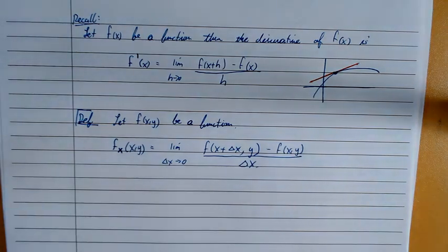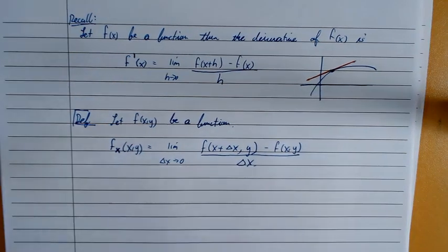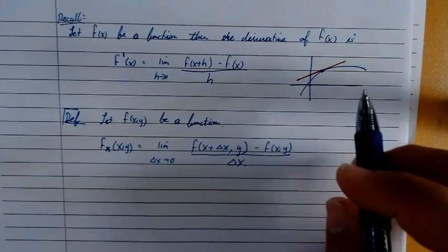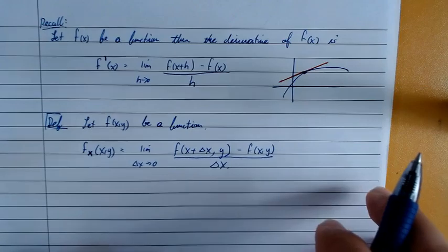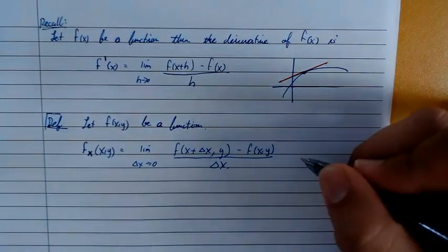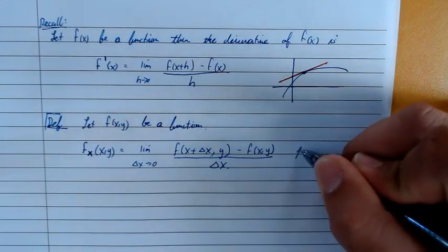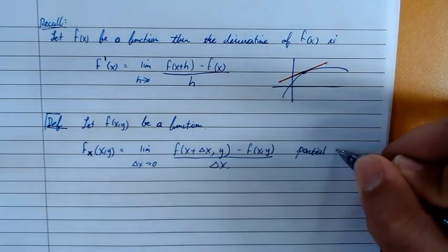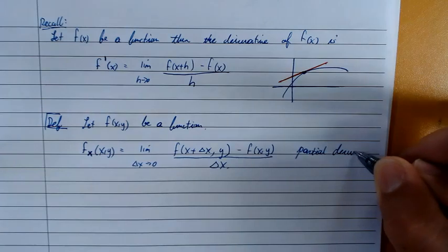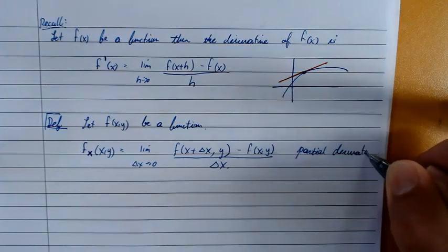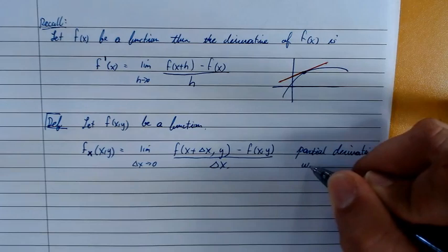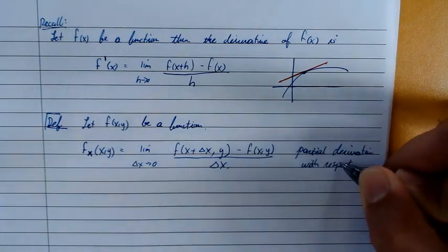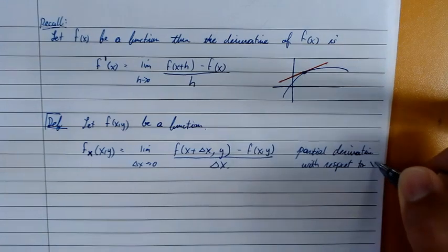This is called the partial derivative with respect to x, sometimes also called the partial derivative in the direction of x. However, I believe this textbook uses the language of with respect to x, so I'll continue that. This defines the partial derivative with respect to x.